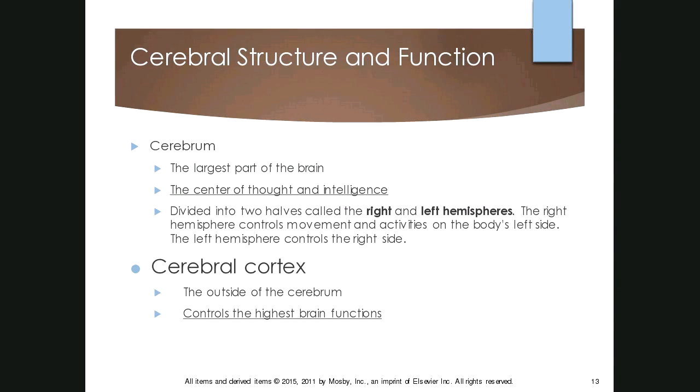And just to let you know, the right hemisphere controls movements and activities on the body's left side. The left hemisphere controls the right. So for anything from the neck up, if something was injured on the left, then the left side of the face and the neck would be affected, but the right side of the body, like the arm and the leg, would be affected, and vice versa.